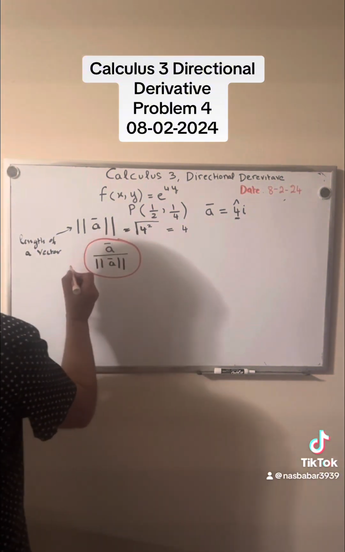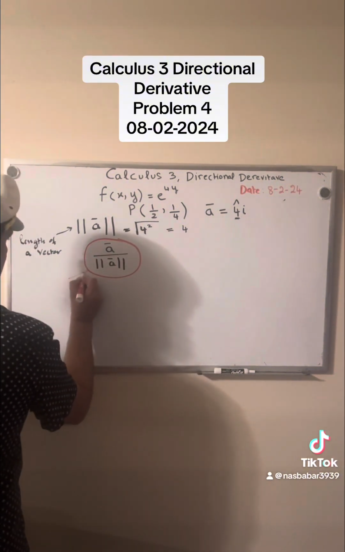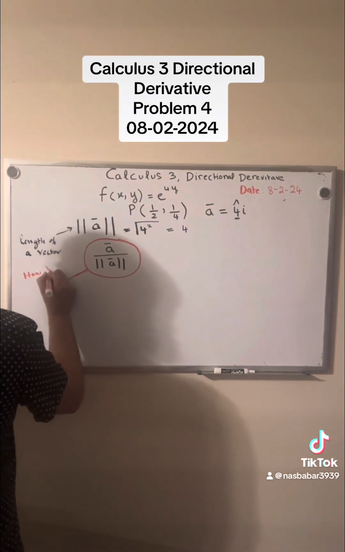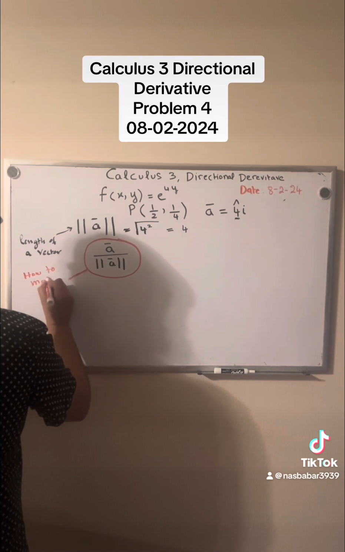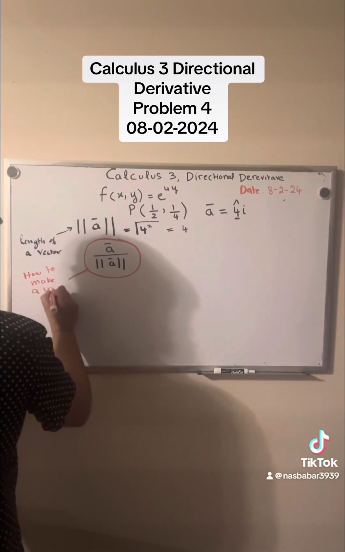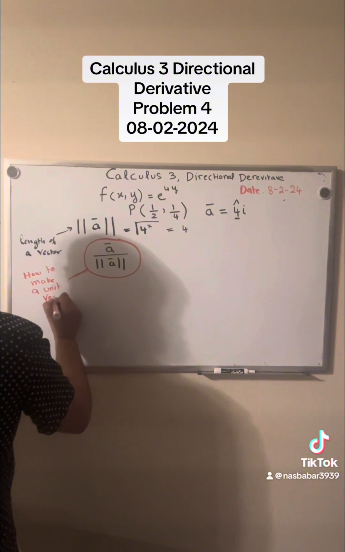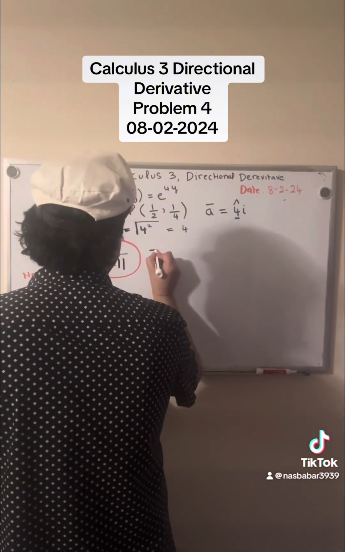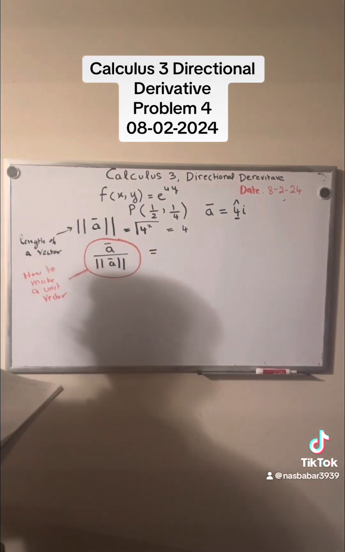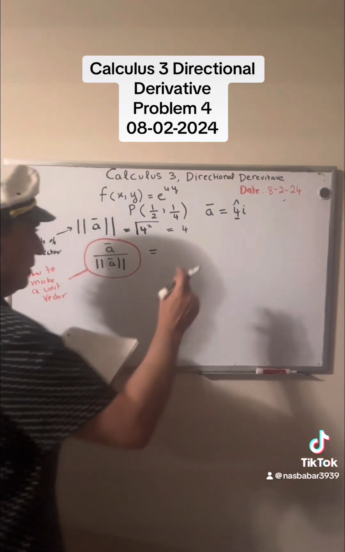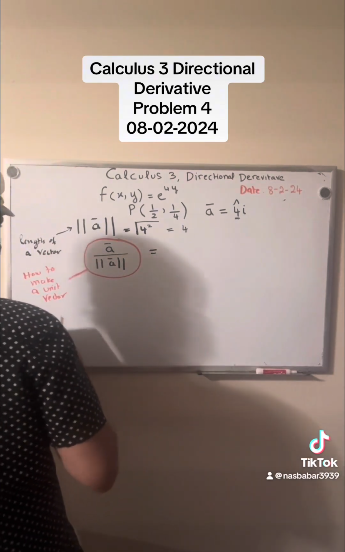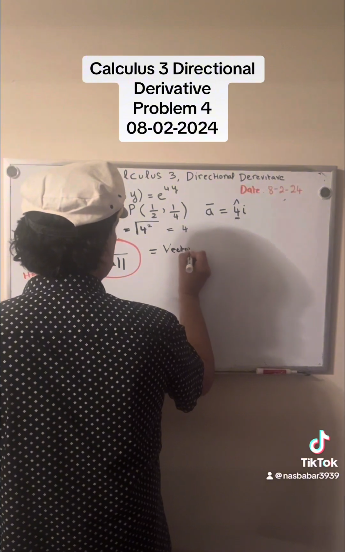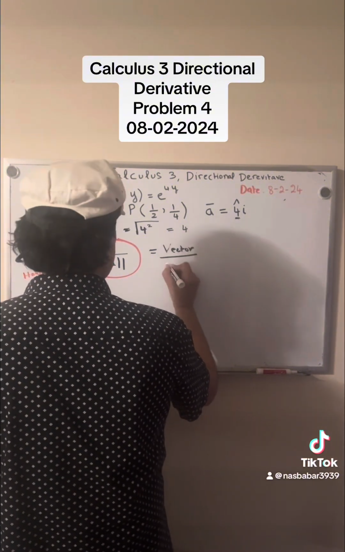And this is basically how to make a unit vector. Okay. So now let's go ahead and plug in the values. What is the value of A? I'm talking about this right here. So this is basically, let me write this down again, vector divided by length.